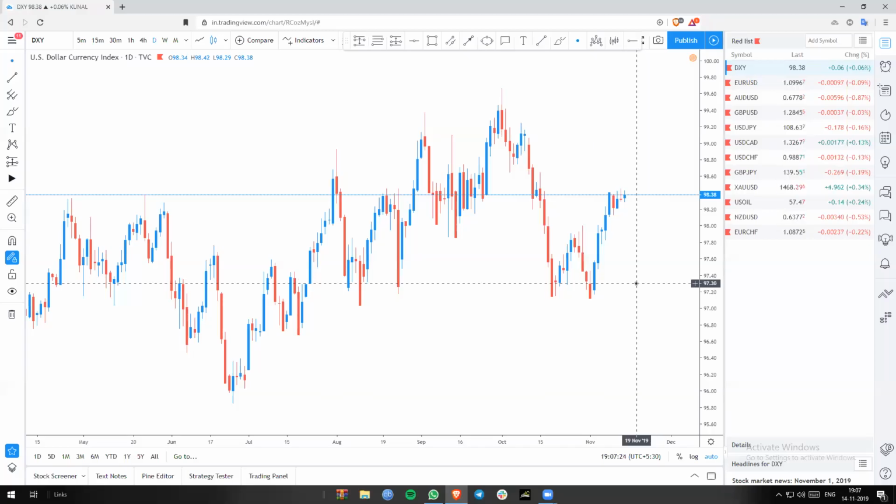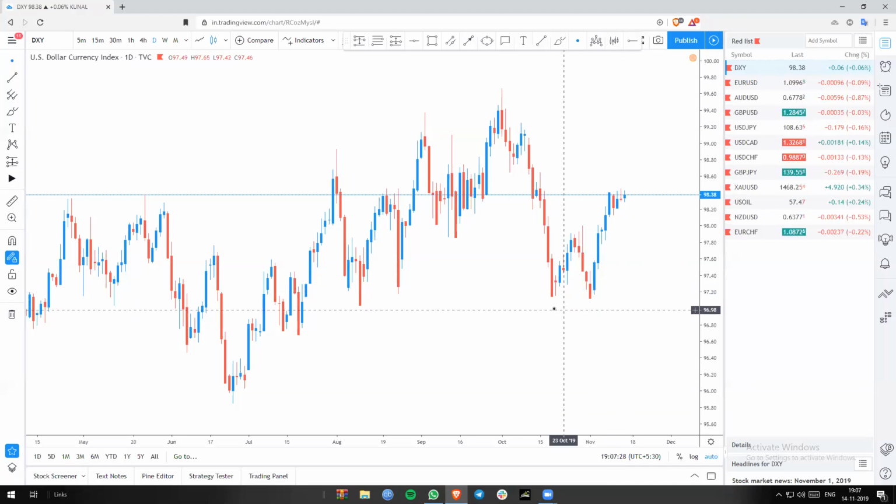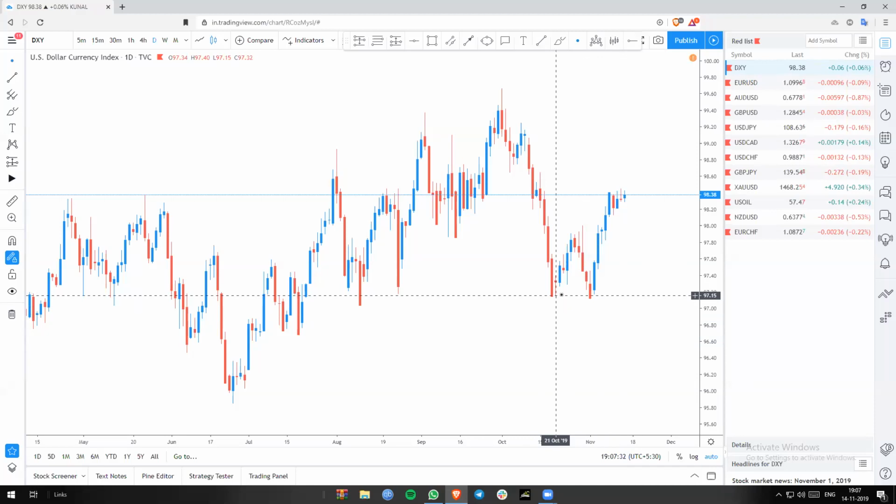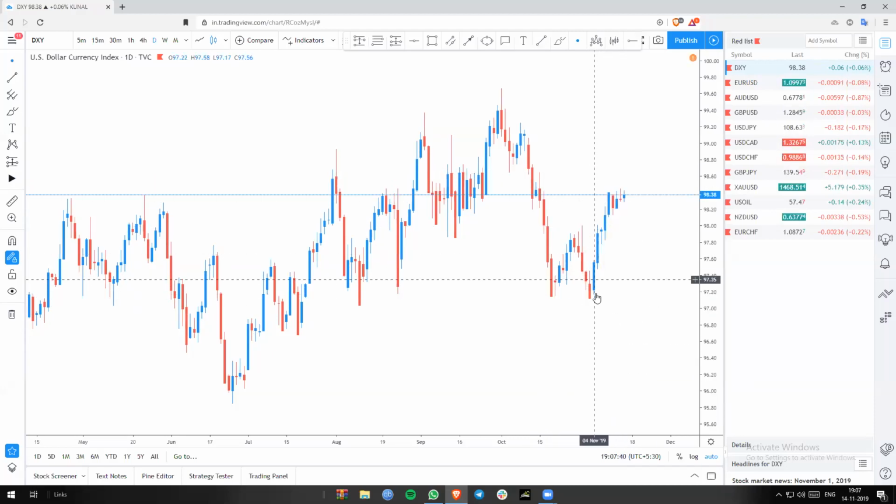So guys, if we take a look at DXY for a while, we can say that it has created a sort of double bottom there. So what happened was prices came down from this strong support level and just went up. This tells me that this was the region where the bulls entered the market.